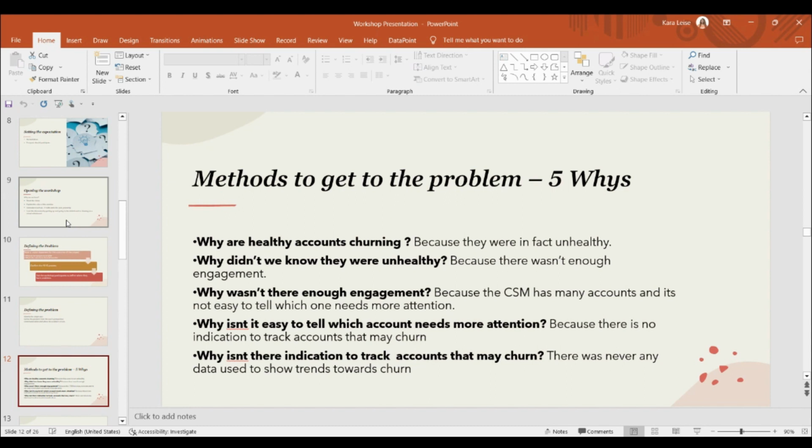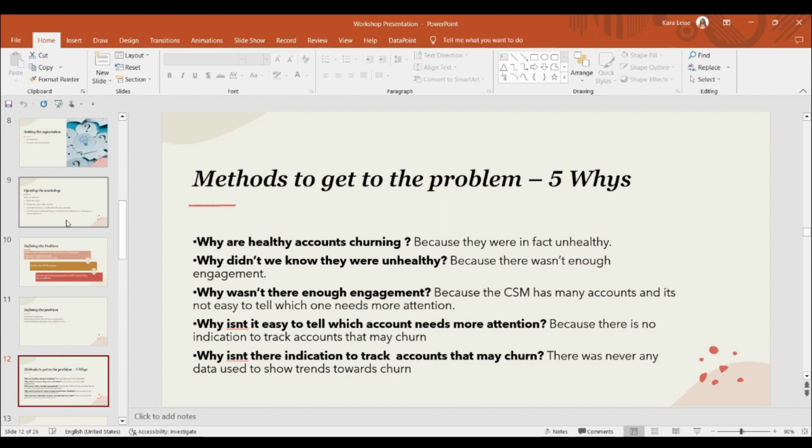So by the time you get to the fifth why, you understand exactly what the problem really stems from. It's the fact that you can't indicate that the accounts may churn. That's the real source of the problem. And then the solution needs to be, you need to have some kind of data to help you identify more accurately when an account is about to churn. And that would solve the original question, which is why are healthy accounts churning? So that's an example of how you can use the 5 whys to dig deeper and deeper and deeper until you get to the real source.